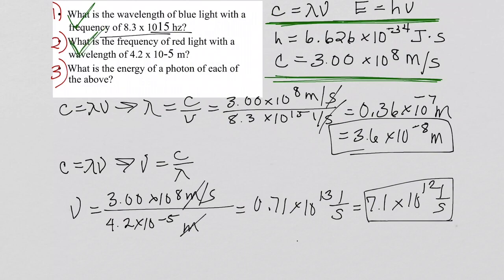And then the last problem says, what's the energy of the photon of each above? Now, I'm just going to do this one. Okay, so I know my frequency. My frequency is right here, and if I know this frequency, I know this. And I have this constant, so I know this. So all I have to do now to find my energy is plug those two values in.